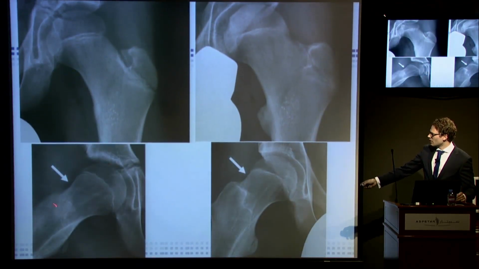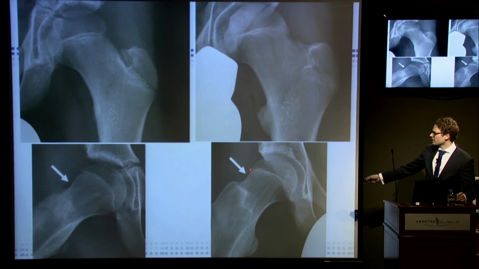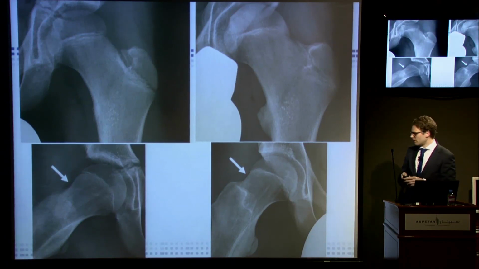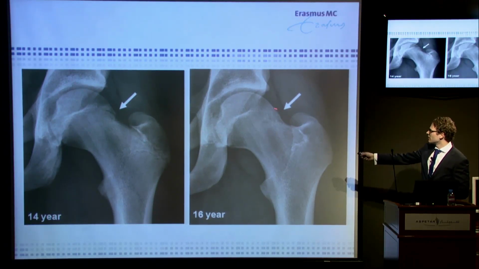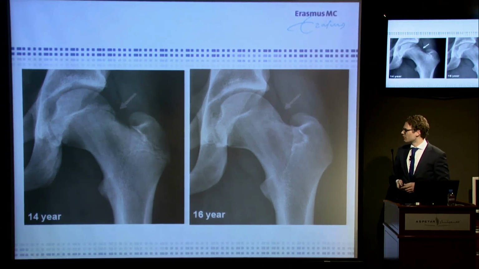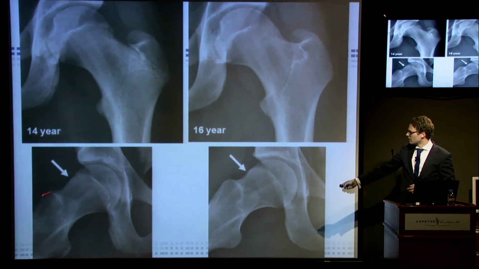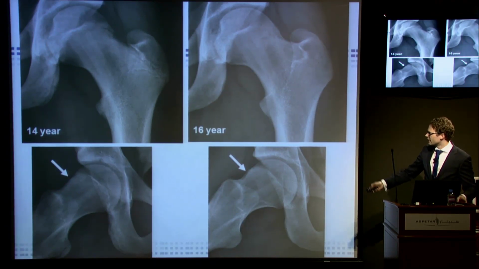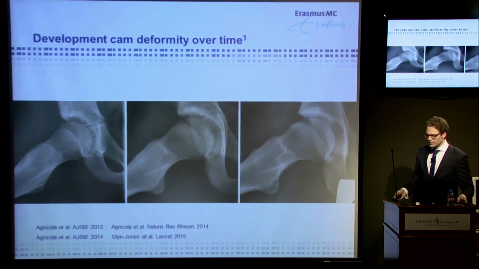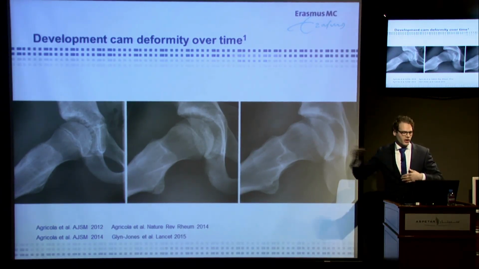You can see a nice spherical femoral head, and 2 years later, extra bone formation has occurred, and a flattening of the femoral head-neck junction is there. And here, this was a 14-year-old guy at baseline, already with a flattening of the femoral head, and 2 years later, he developed more or less a prominence of the head-neck junction. And here again, on the lateral views, the flattening and the bump, 2 years later.